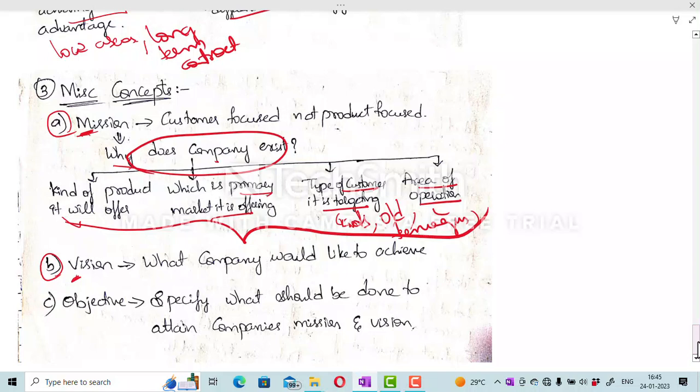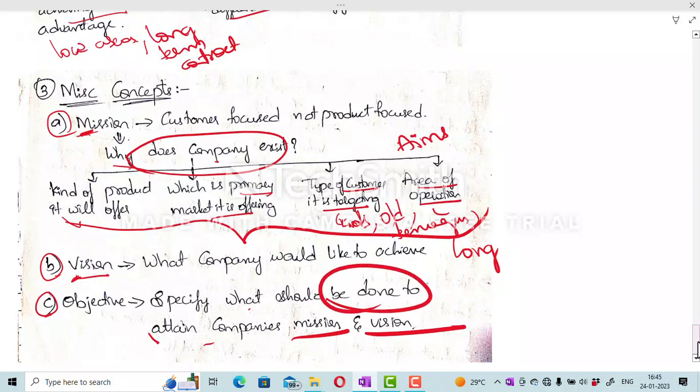Mission is always the short-term aim of the company: what it is, what it is doing now, why it exists now. Whereas vision is the long-term aim, what the company would like to achieve in the future, where it wants to be in the long term. That is called vision. And the objective is what it should do to attain the company's mission and vision. Okay, what should be done? Objective is what should be done to attain the company's mission and vision.